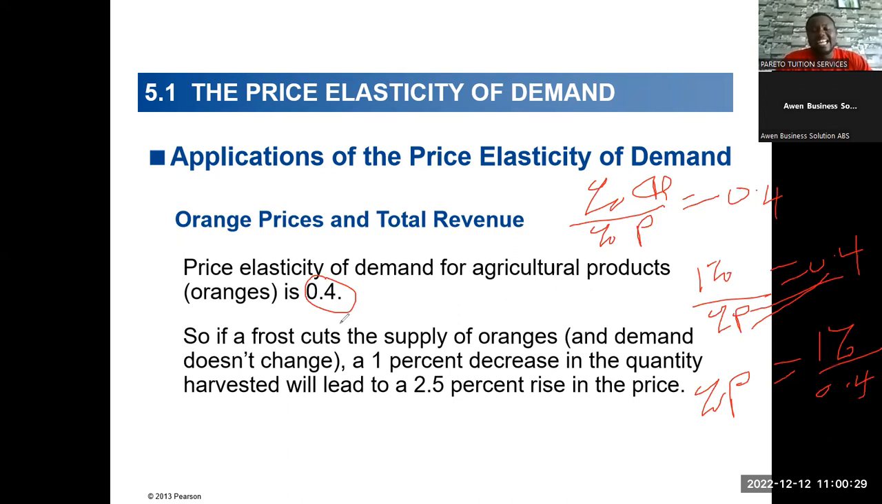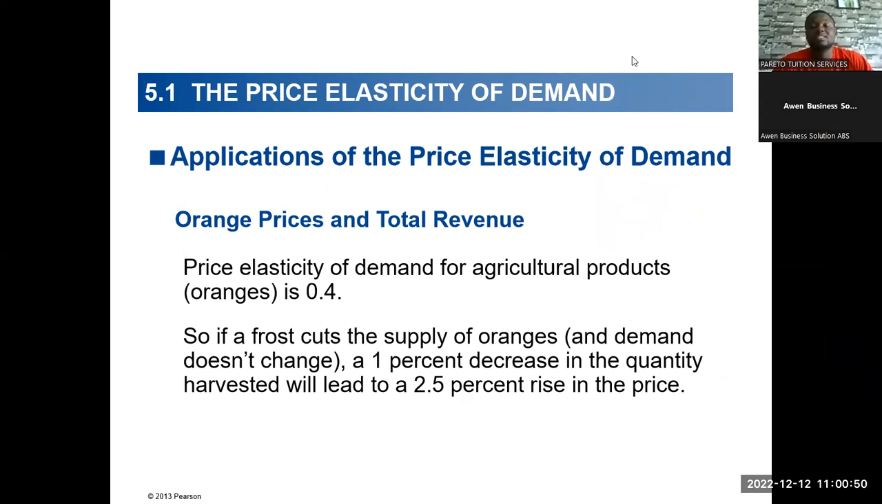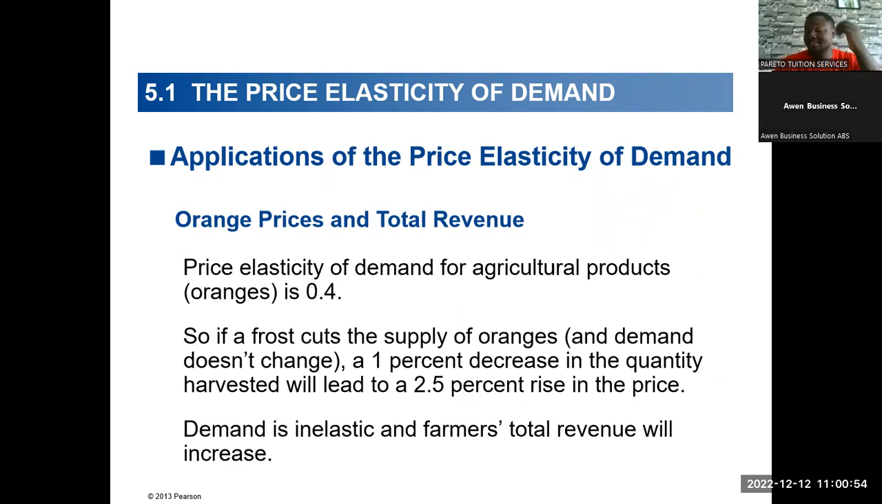So the demand for the good is inelastic. If the quantity should reduce by 1%, then the price will increase by 2.5%. Elasticity is a very good concept, especially for firms or business owners. If it's possible, you can actually determine the elasticity of your product. It helps you a lot.